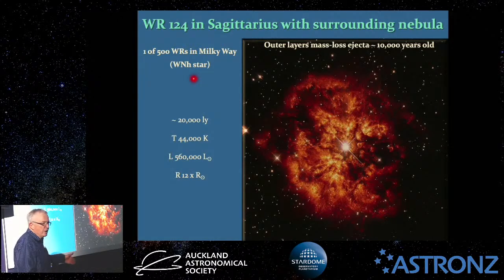All those massive, supermassive, powerful stars are WNH Wolf-Rayet stars. It's only one of about 500 that's been observed in the Milky Way, so they are very rare. It's about 20,000 light years away, temperature 44,000, 12 times the radius of the Earth, and over 500,000 times as bright as the sun.